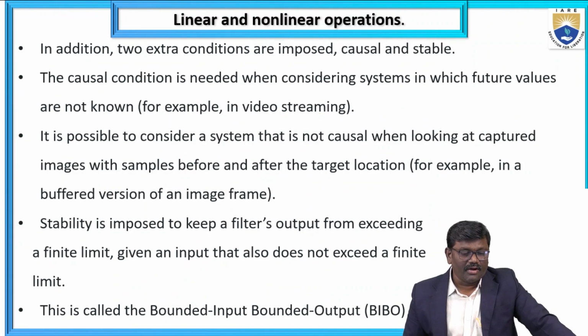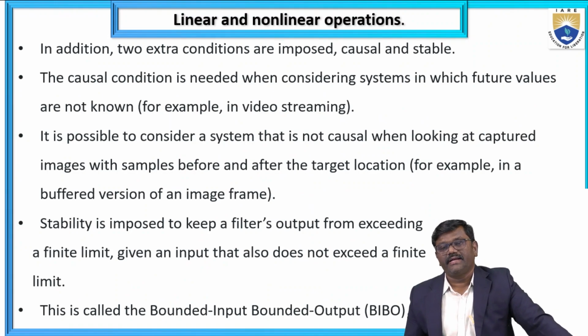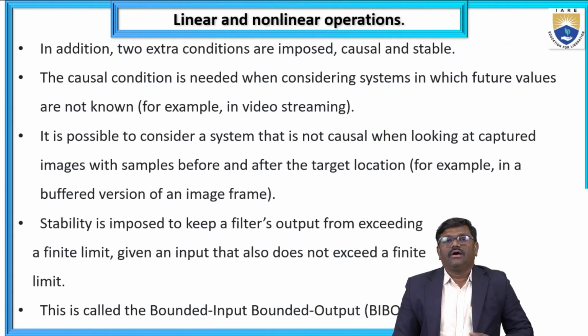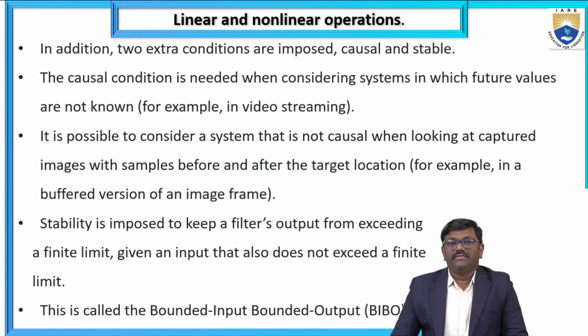Next, in case we want to extend the relationship between linear and nonlinear operations, we can say simply that in addition, two extra conditions are imposed: causal and stable. The causal condition is needed when considering systems in which future values are not known. For example, in video streaming, it is possible to consider a system that is not causal when looking at captured images with samples before and after the target locations.